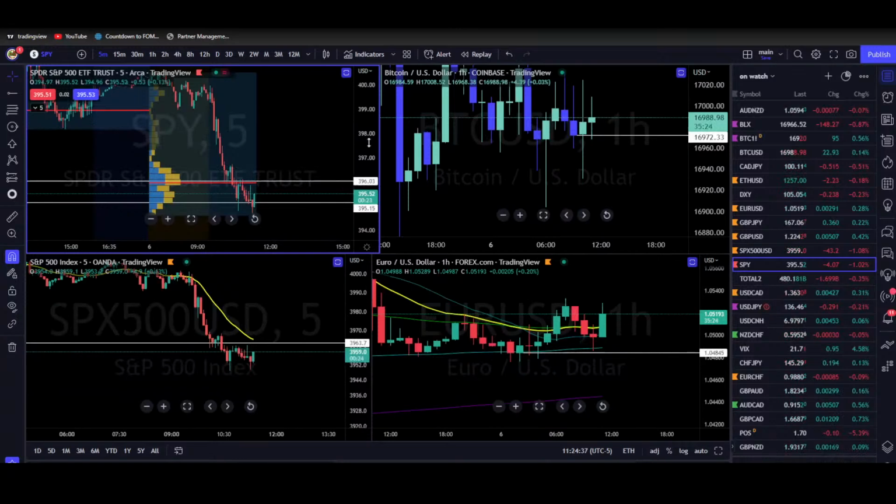I bought it 10 days out. I bought the 16th of December expiry, 400 strike puts. I paid $6.30 for them. They are currently selling for $4.76. So I've lost $2. That's $200 on every contract.